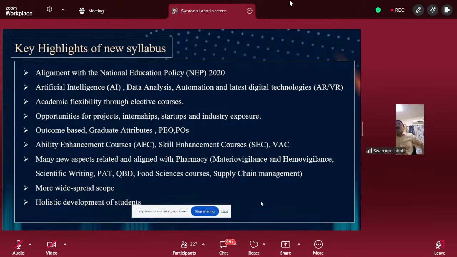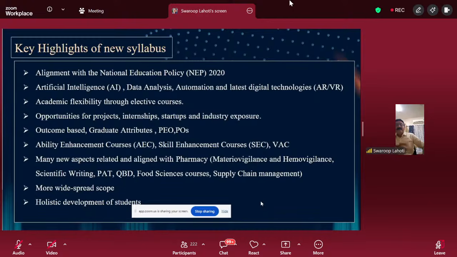Then this is an outcome based syllabus. In the previous syllabus the graduate attributes, program educational objectives (PEOs) and program outcomes (POs) were not well defined, but now in this particular syllabus they are clearly defined. Along with that, ability enhancement courses, skill enhancement courses and vocational courses are introduced, which were already discussed by Gear sir. In the previous syllabus only the pharmacy aspects were covered, but here new aspects aligned with pharmacy are added, like materiovigilance and hemovigilance.